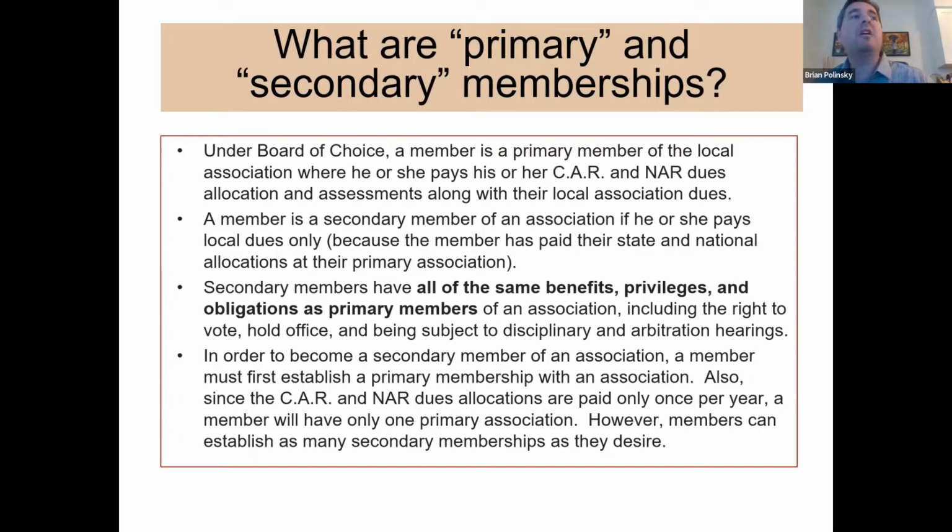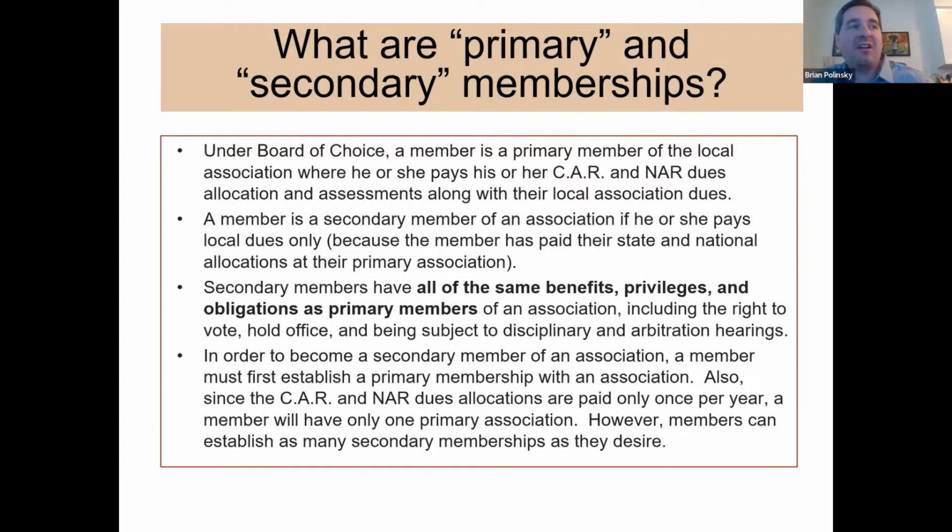And then also, secondary members are subject to both disciplinary and arbitration hearings at the association. So there is no rule saying that you have to file a disciplinary complaint against someone only at their primary association. You can file the disciplinary complaint against them at any association in which they're a member, whether a primary or a secondary member. Now, in order to become a secondary member of an association, a member must first establish a primary membership with an association.